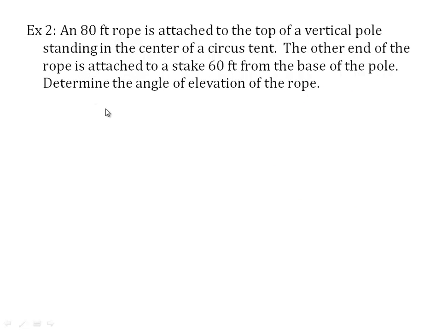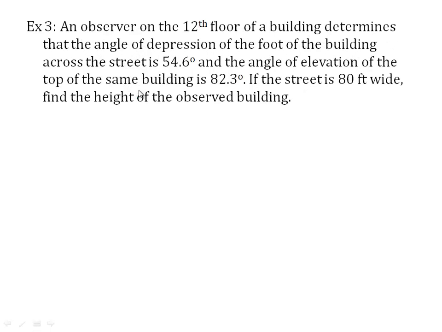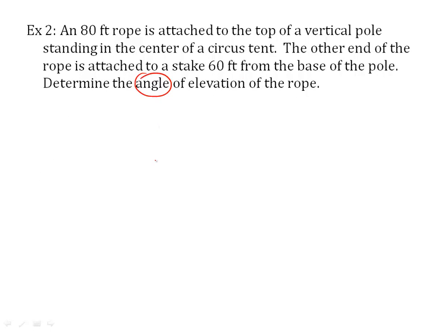Number 2, an 80-foot rope is attached to the top of a vertical pole standing in the center of a circus tent. The other end of the rope is attached to a stake 60 feet from the base of the pole. Determine the angle of elevation. So this is different. We're not looking at a side. We're looking at an angle this time. All right, there's a pole in the middle of a circus tent, and there's a rope attached to it that steadies it along with the ground, okay? The rope, it says, is 80 feet long.